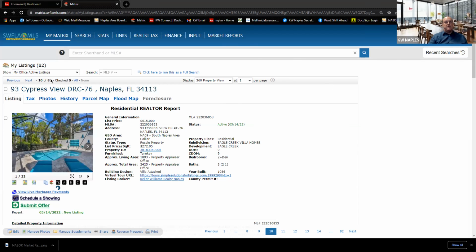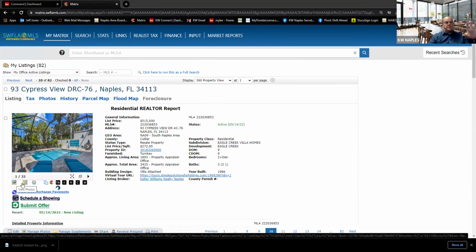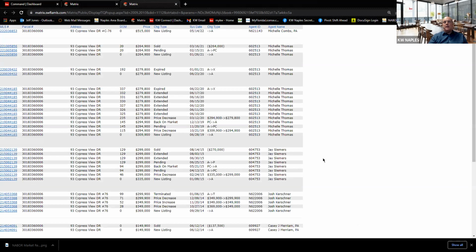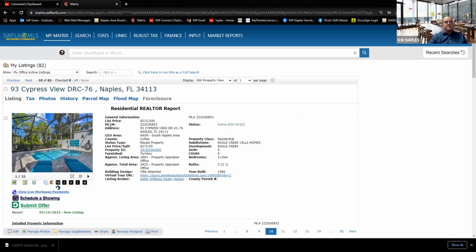The first thing, obviously, is you want to have a copy of the MLS listing available. Can you see the screen okay? Yes. Okay. At the bottom of the photos is the ability to look at all the photos at once. It's the ability to look at this property on the map and see where it is. It's the ability to look at the listing history for this property and tell what's happening to it. It's the ability to look at supplements.